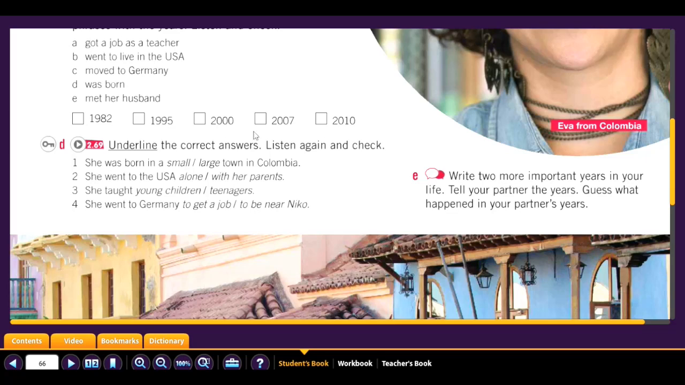And check. So, she was born in a small or large town in Colombia. She went to the USA alone or with her parents. She taught young children or teenagers. She went to Germany to get a job or to be near Nico, her husband.